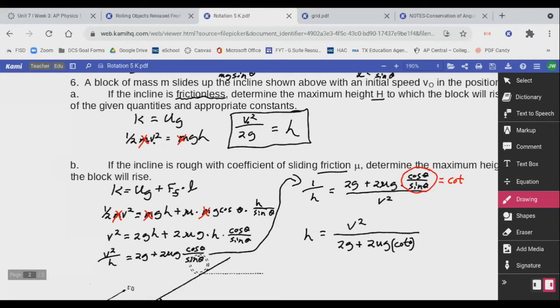Cotangent is just simply cosine over sine. It's an abbreviation for cosine divided by sine. It's the same thing as cosine over sine. For the person that asked what cotangent is, it's a lot cleaner to write cotangent than to write cosine over sine. That's for sure.